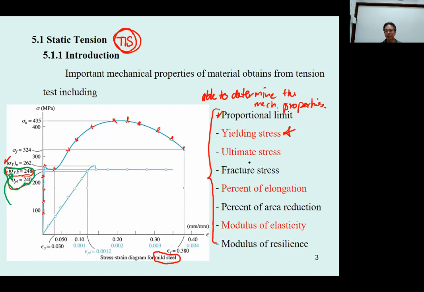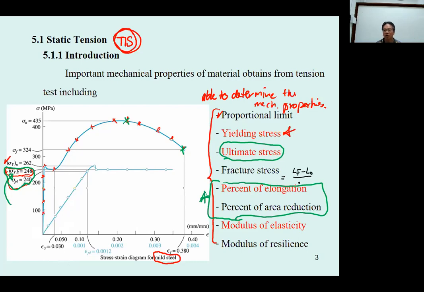And then you can determine the ultimate stress, right? That is going to be here. The fracture stress is going to be here. The percent elongation and also the percent of area reduction cannot be determined from this stress-strain diagram. You have to compute them. And what is going to be the equation? If you remember, the percent elongation is going to be L_f minus L_0 divided by L_0, times 100%. And for the percent area reduction, that is going to be A_f minus A_0 divided by A_0, times 100%. Okay, that means you need to measure the final length and the final cross-sectional area of the specimen to be able to determine the percent elongation and the percent area reduction.